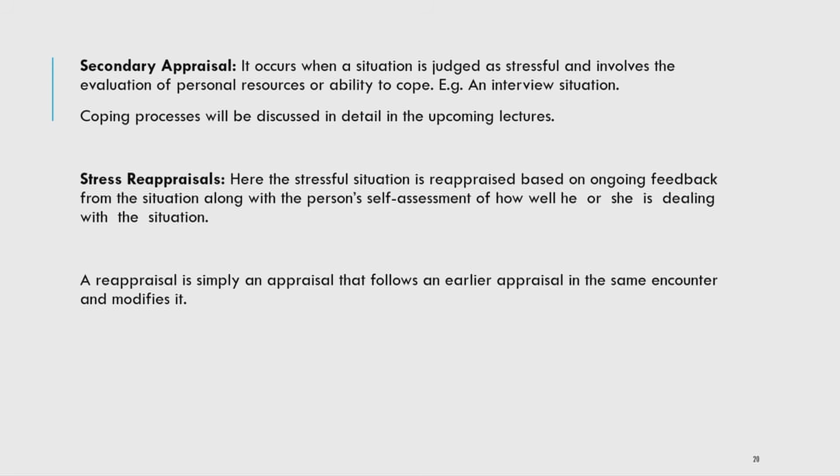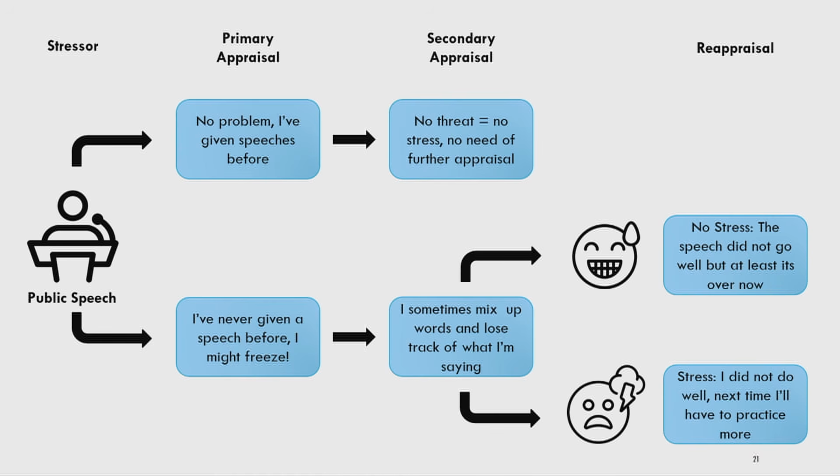Then stress reappraisal is the third process, where you do reassessment based on the ongoing feedback from the situation, which may have further consequences. During the event or after the event, you reassess how you have done in that situation. That is called reappraisal, again making an appraisal of what happened based on the feedback from the situation. This whole three-process model can be shown diagrammatically like this.